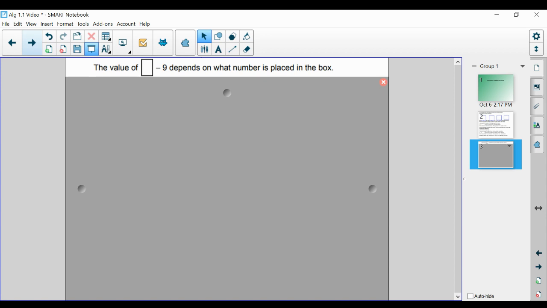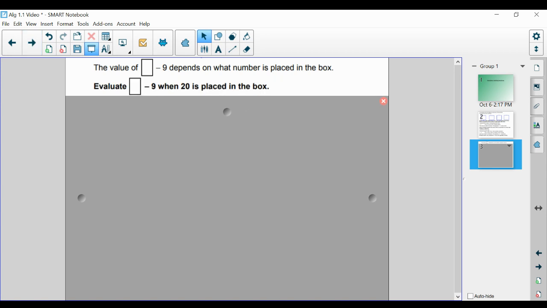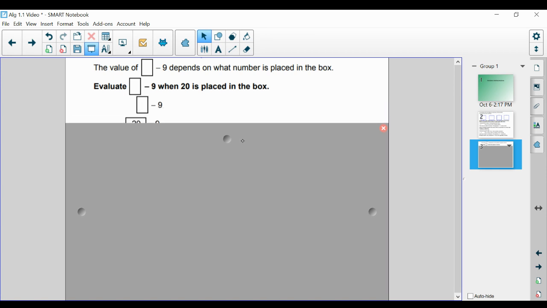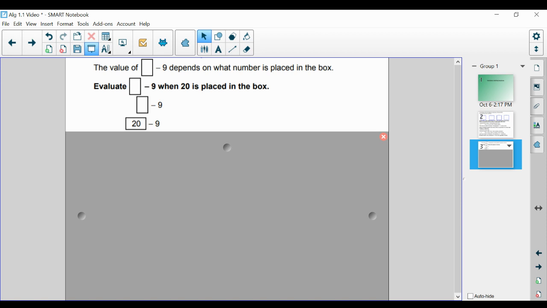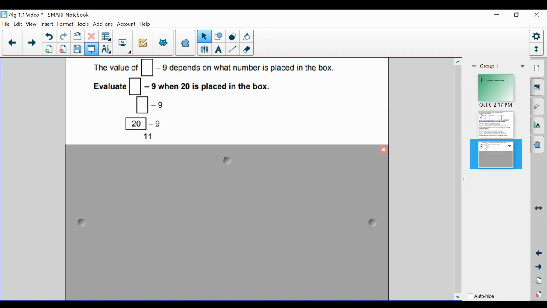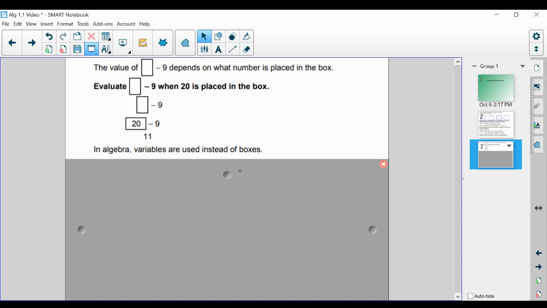So the value of blank minus 9 depends on what number is placed in the box. So we're going to evaluate blank minus 9 when 20 is placed in the box. Well, that means we're going to substitute in 20. We have 20 minus 9, which is 11. Notice how we do not have equal signs here. We do not have an equation. We have an expression. So our final answer is going to be 11.